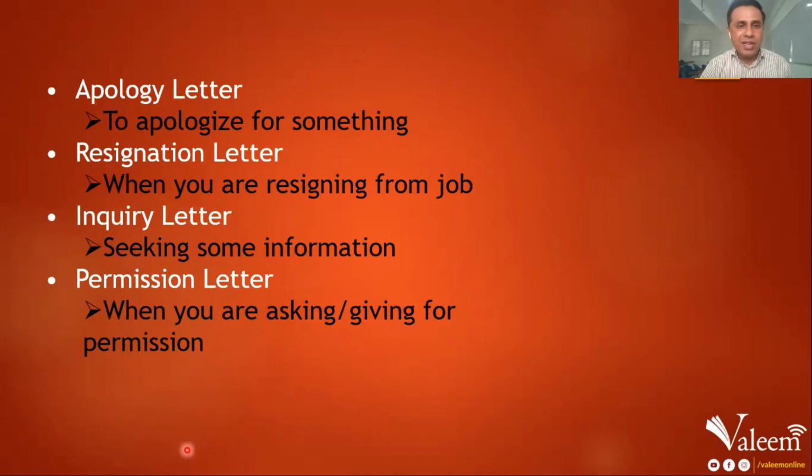And then the apology letter, when you're apologizing for something wrong that you have done. Soon you realize that was a mistake from your side, and then you're apologizing. That becomes an apology letter. And then comes a resignation letter when you're resigning from your job. And then a permission letter, when you're asking for or giving someone permission. So these are the different categories which fall under the formal letter.